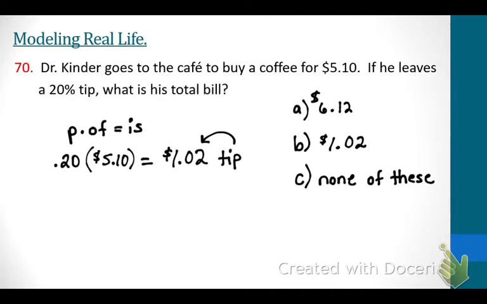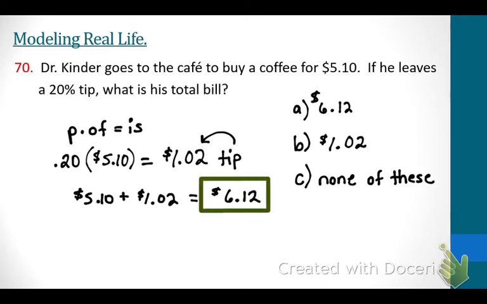Okay? Back to Kaylin. How do I figure out what the total bill is going to be? You add $5.10 and 1.02. And when you do that, what do you get? $6.12. Okay? Do you see that answer over there? That's when you got it right. Yes, A. $6.12 is the actual amount.